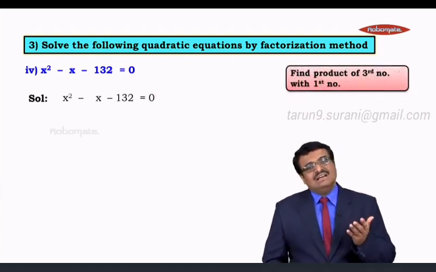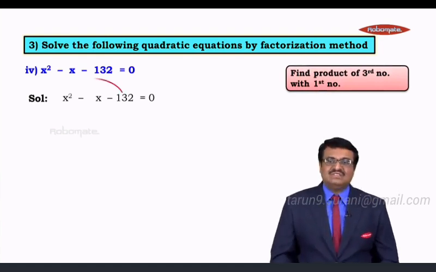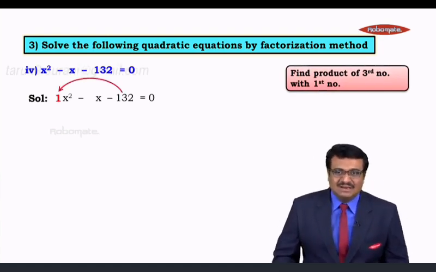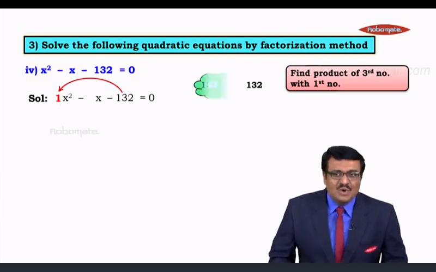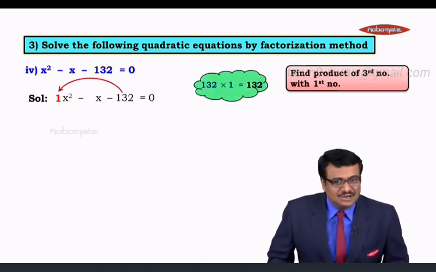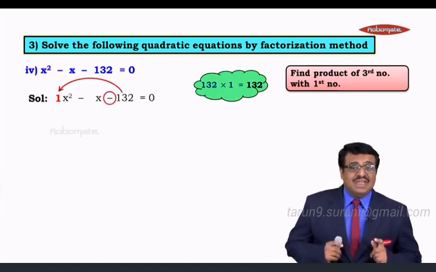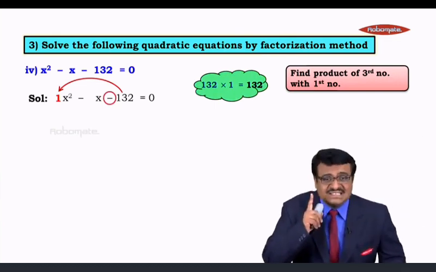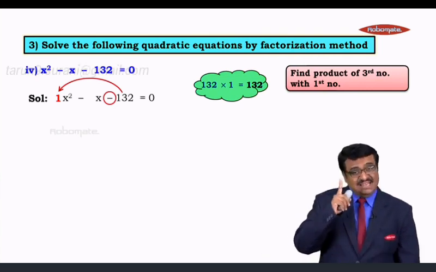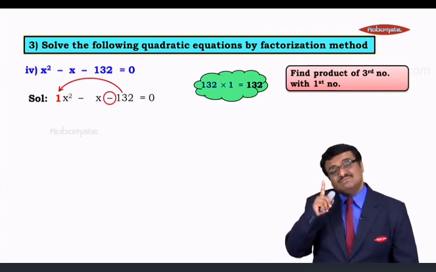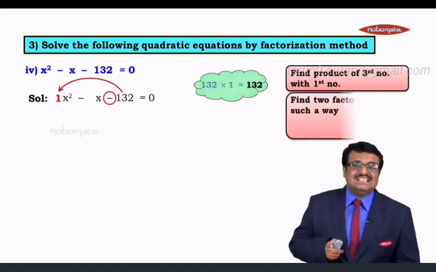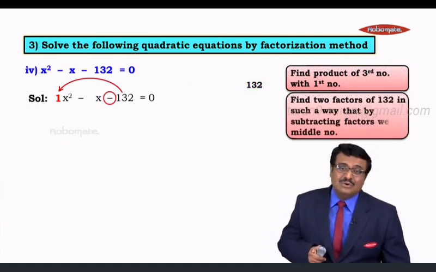Find the product of the third number and the first number. The third number is 132 and the first number, nothing is there, means it is 1. 132 ones are 132. Now what we have to do? Get 2 factors of 132 in such a way. In what way? Look at the last sign. Last sign is minus. In the previous module the last sign was plus. Plus means adding. Here the last sign is minus. Minus means what you have to do?